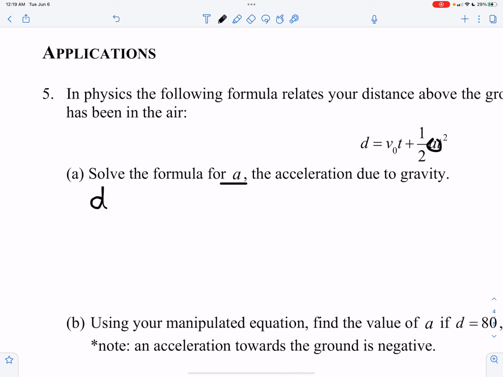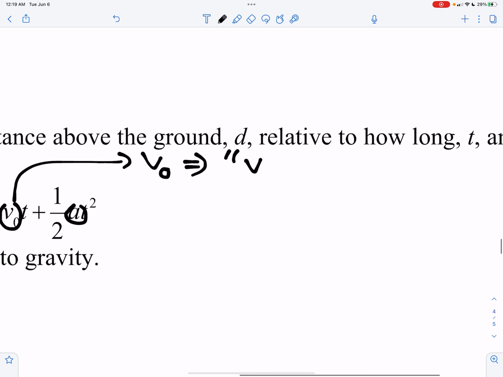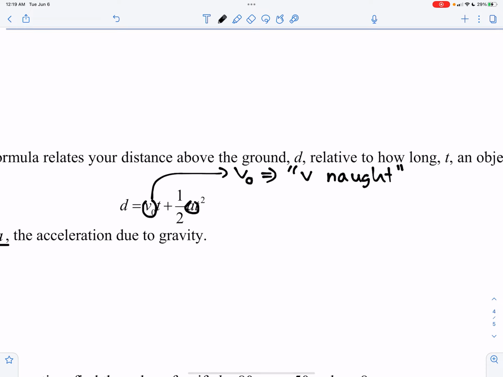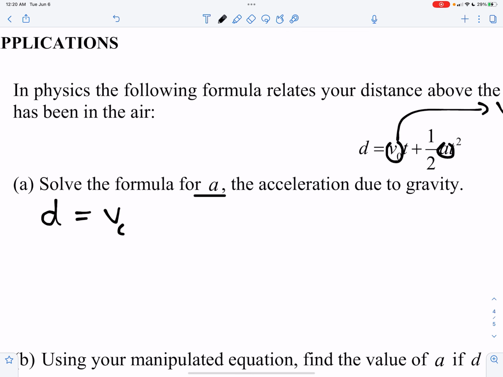So I have d equals, and this term right here, just so you know, this v sub 0 is pronounced v naught, N-A-U-G-H-T. That's how it's pronounced. In a physics class, you would recognize that as the initial or starting velocity, the starting speed in the problem. It's not necessary for you to really understand that for the purpose of this problem. I'm just giving you some context. So d equals v naught times t plus 1/2 a times t squared.